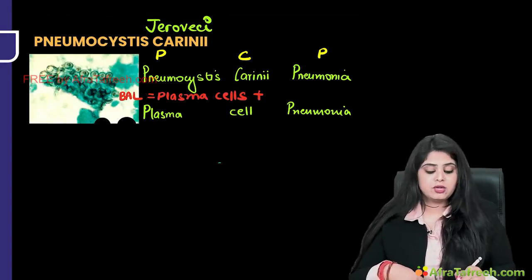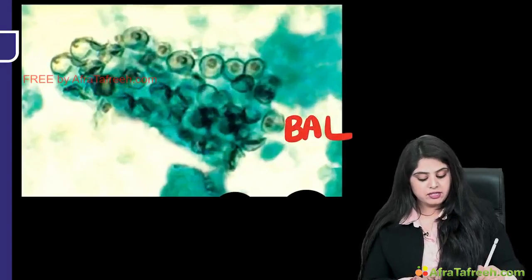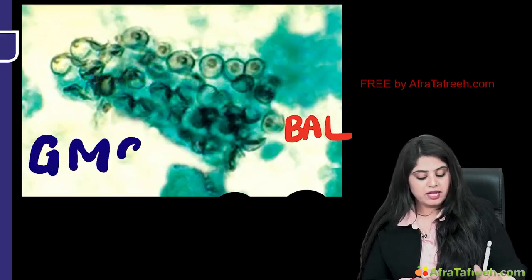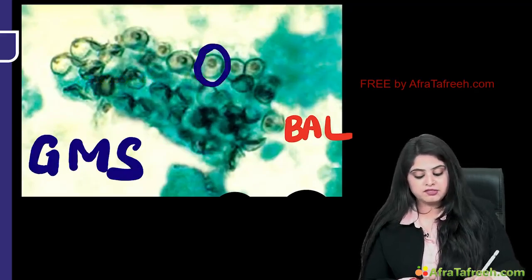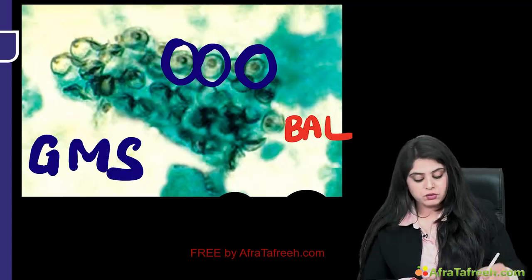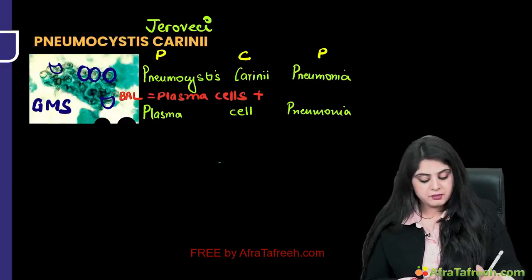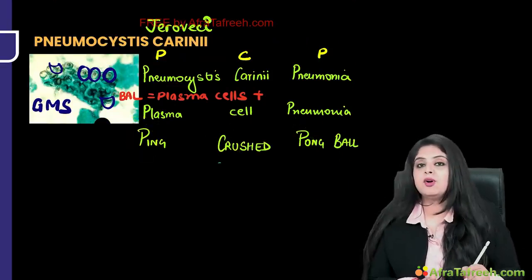Okay, then they will ask you, look at this under the microscope. What are you seeing? Firstly, tell me, why are they looking so black? Because what stain has been used? We have used any fungus looking black? Gomori methenamine silver stain. They're looking like round balls, right? Yes, but sometimes those balls are also looking a little crushed. So what do I call it? PCP, another PCP. That is ping pong crushed. Crushed ping pong ball appearance.